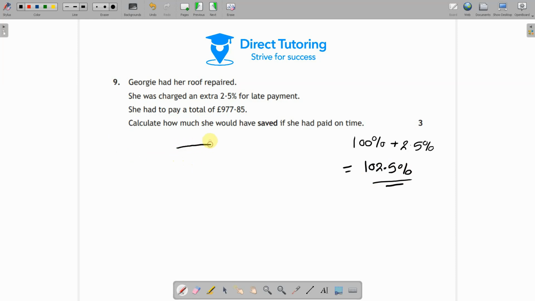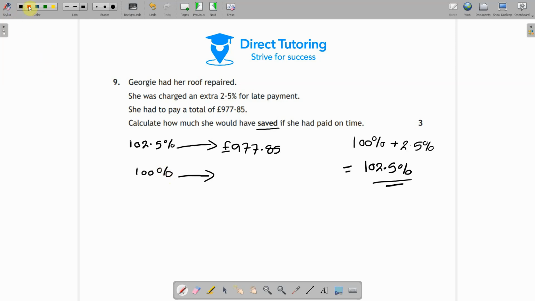Now, the best way to go about any of these questions is to use what I like to refer to as the arrow method. It means two arrows, and you say, right, 102.5% is equivalent to £977.85. However, it wants us to calculate how much she would have saved, which means we will have to work out how much she would have paid at 100% without the 2.5. So instead of working out what 102.5% is, let's work out what 100% is.